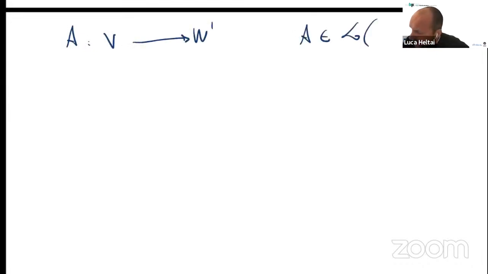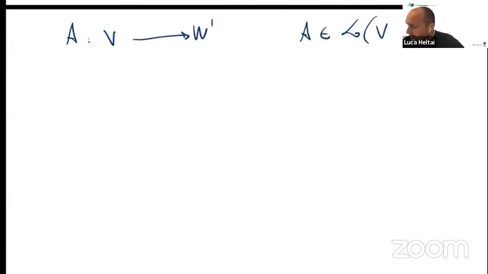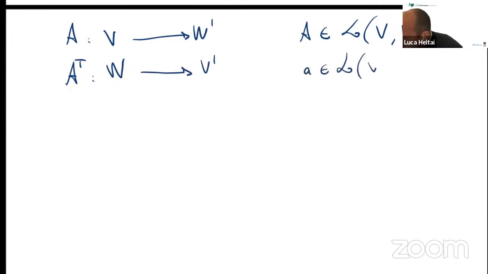Okay, so let's start with the following thing. We know that A is a linear operator between V and W prime. So A belongs to the linear operators between V and W prime. And as we saw accordingly, A transpose goes from W to V prime. And this is just by definition. And as we saw before, we already have that a, instead, the bilinear operator, goes from V times W with values in R.